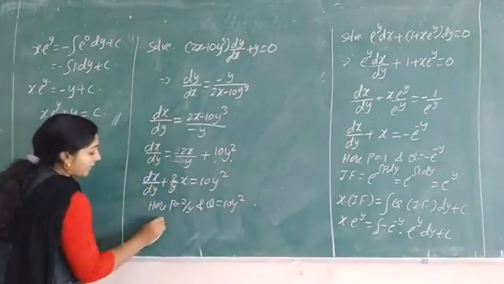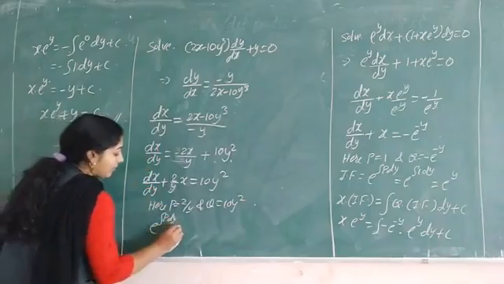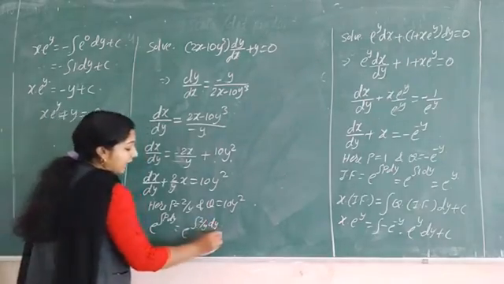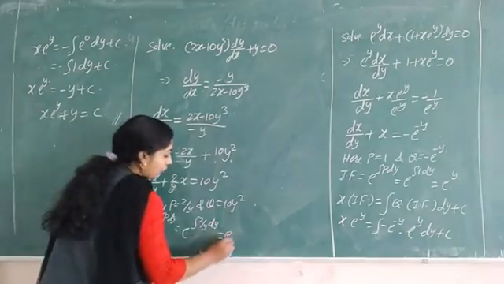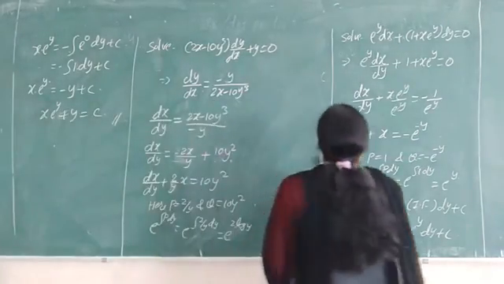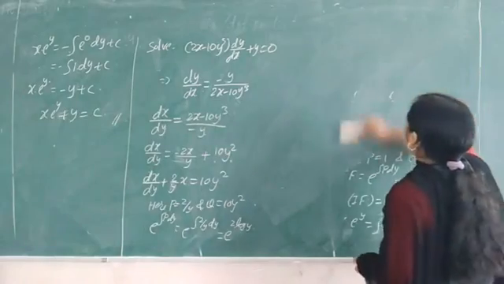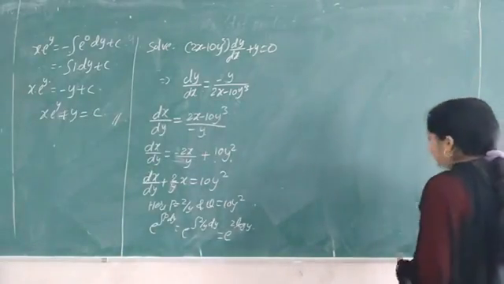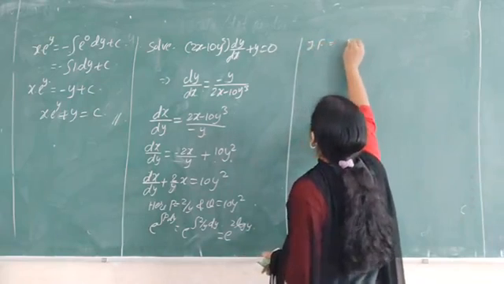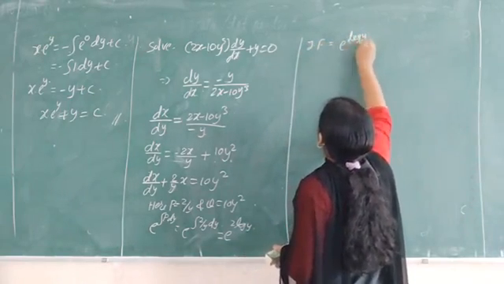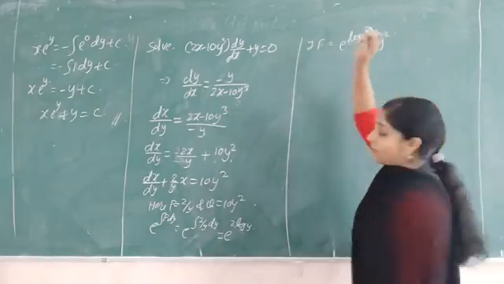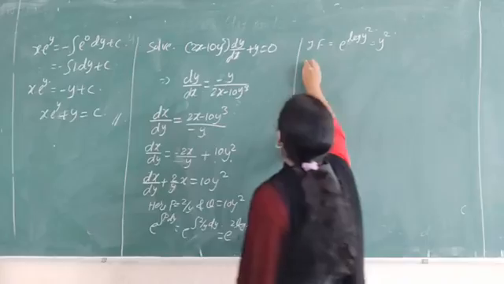So find the integrating factor. The integrating factor is e to the power of integration of P dy, which is e to the power of integration of 2 by y dy. 2 is constant and integration of 1 by y is log y. So e to the power of 2 log y. Again use the property e to the power of log t. First make it in the standard form, so we get the integrating factor as e to the power of log y square. Then e to the power of log y square is nothing but y square.